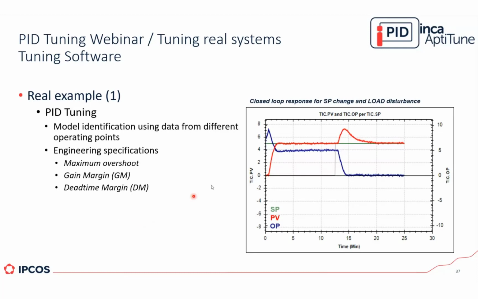And here we see the closed loop response for a step change. The blue one is the valve, and the red one is the PV, so the simulated response, right? So we have no or very small overshoot here and a good response to load disturbance as well.